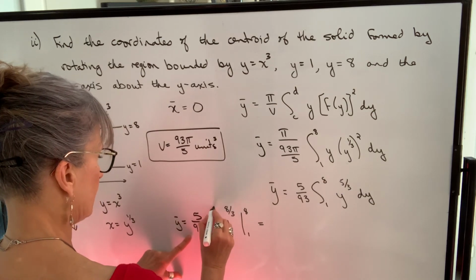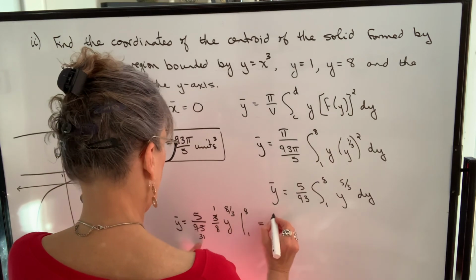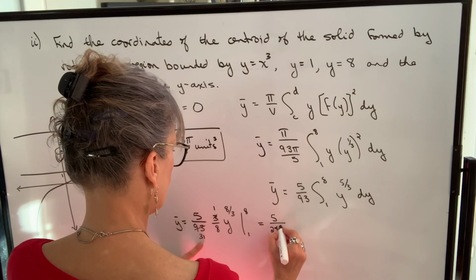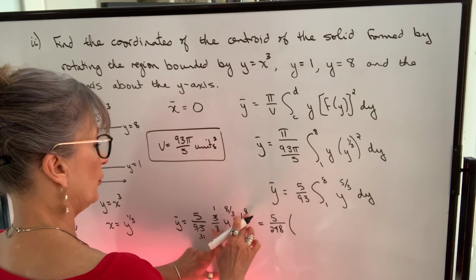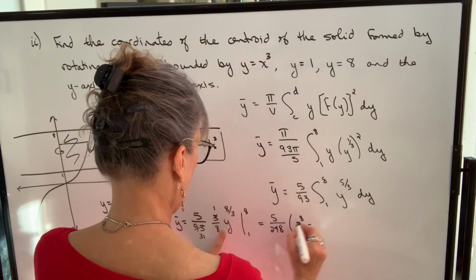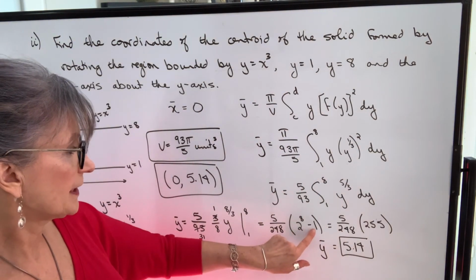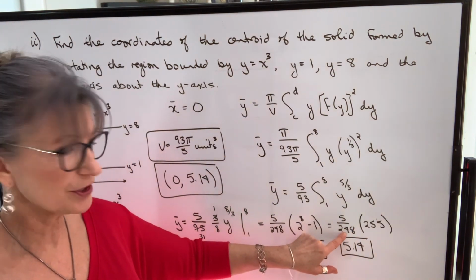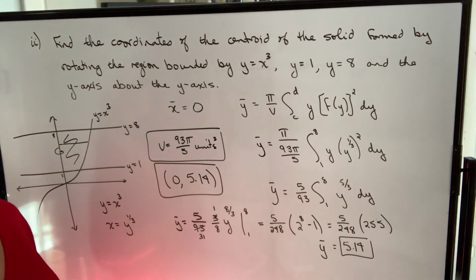Now 3 divides into the 3 once, and 3 into 93 is 31 times. So we will pull the 5 over 248 outside of the calculation. Put an 8 in, the cube root of 8 is 2, 2 to the 8th, minus 1 to the 8/3, which will be 1. When I do this calculation, it's 255, times 5, divided by 248. It's not a great fraction, so I wrote it as a decimal. Therefore, the centroid is this point right here.